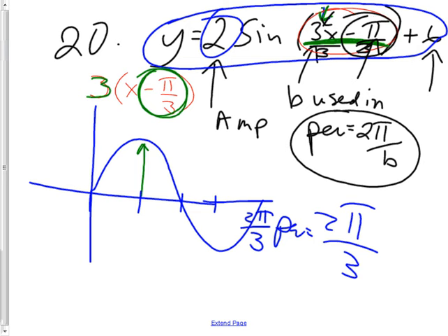Yes? What would the period be? You want me to do the problem in the packet? Yeah. Just read the problem in the packet, make it fast. Problem number what? A, 20A. 20A.